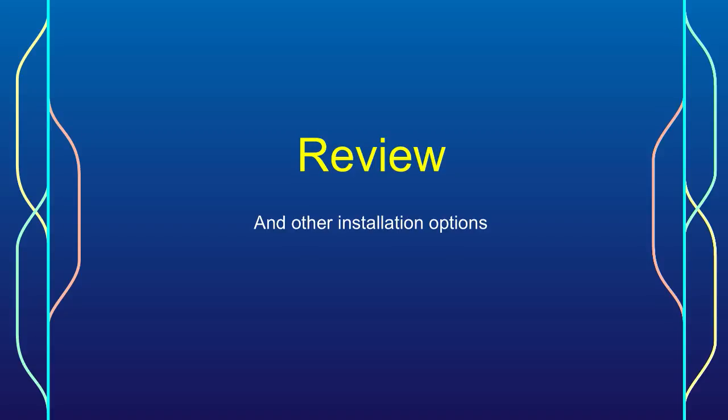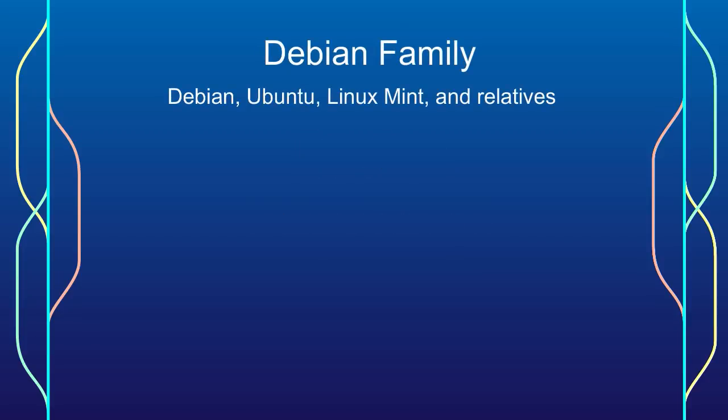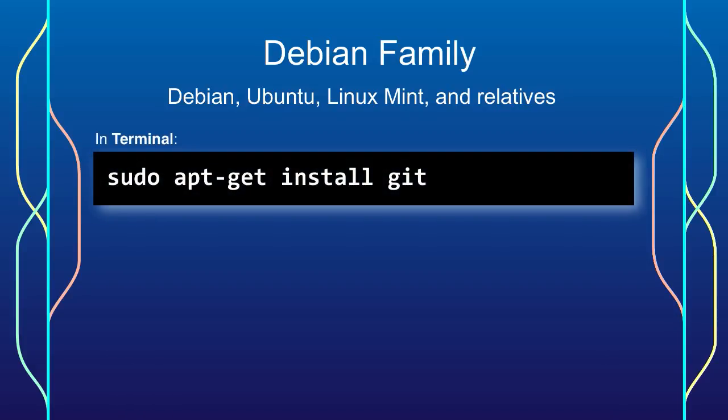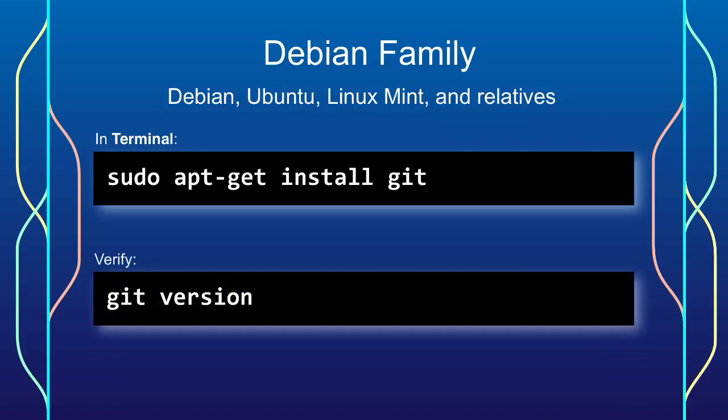All right, now it's time to review the steps we went through and to look at other installation options, especially for other distributions of Linux. What we just did, since we're part of the Debian family, which includes Ubuntu, Linux Mint, and some other things, we used the apt-get package manager. So we had to do sudo apt-get install git. And I also included the git-gui as well. Then to verify, we simply ask Git for its version.